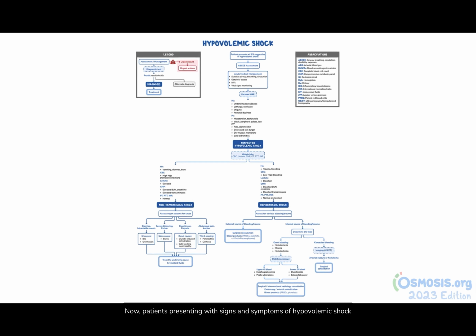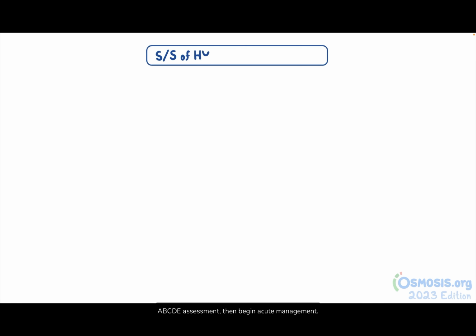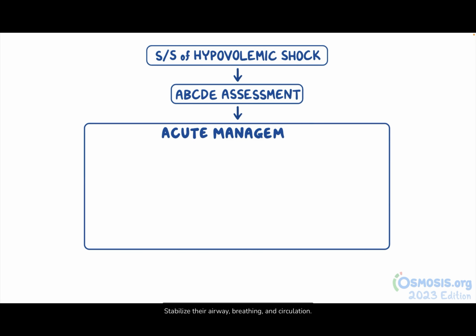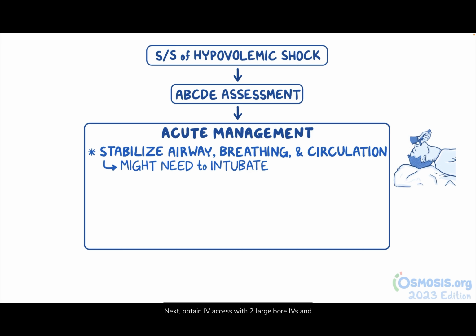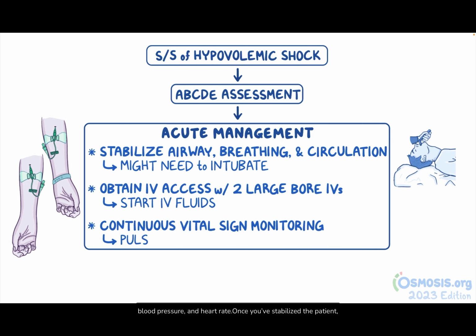Now, patients presenting with signs and symptoms of hypovolemic shock will generally present as unstable. Start by immediately performing an ABCDE assessment, then begin acute management. Stabilize their airway, breathing, and circulation. This means that you might need to intubate the patient. Next, obtain IV access with 2 large-bore IVs and start IV fluids. Finally, put your patient on continuous vital sign monitoring, such as pulse oximetry, blood pressure, and heart rate.